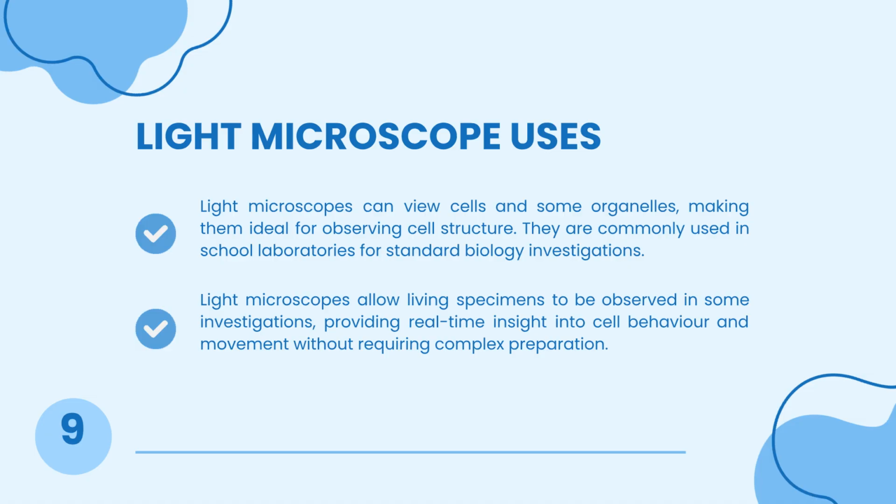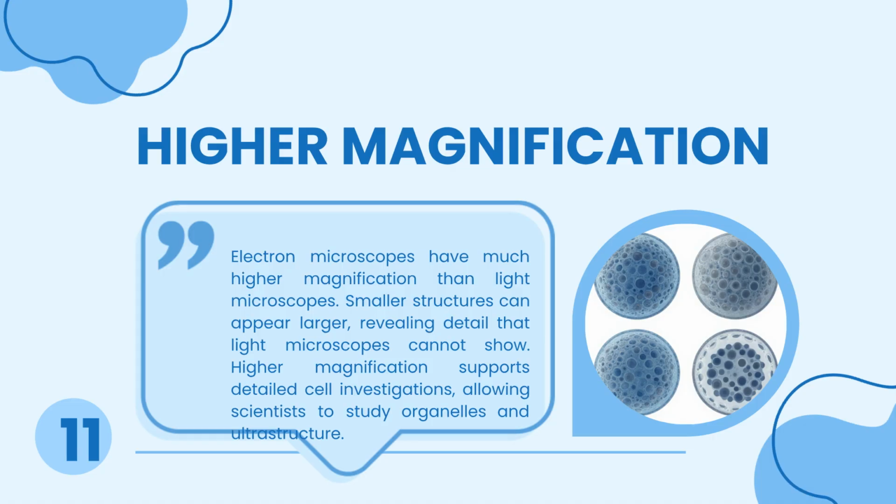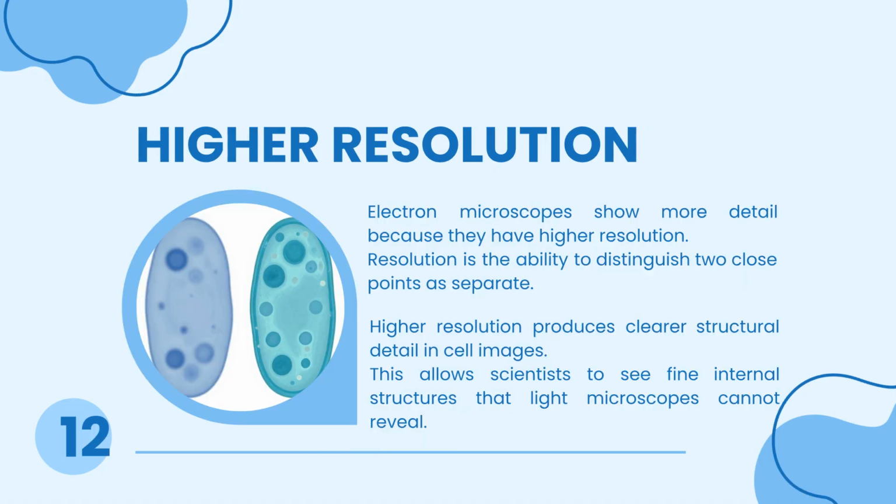Light microscopes are ideal for observing cell structures in school labs, and can even allow for the study of living specimens in real time. Electron microscopes use beams of electrons and magnetic lenses instead of light, allowing scientists to see structures far too small for light microscopes. Higher resolution is the ability to distinguish between two close points. This is why electron microscopes reveal much finer structural detail than light versions.